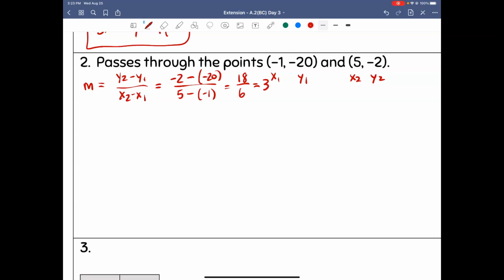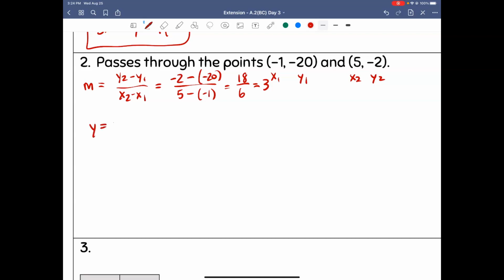At this point, you can either plug into the point slope formula, or you can plug into the slope intercept formula and solve for b. Since in example 1, we used the point slope form of the line, this time we'll use the slope intercept form just so that you can get varied practice with all three forms.